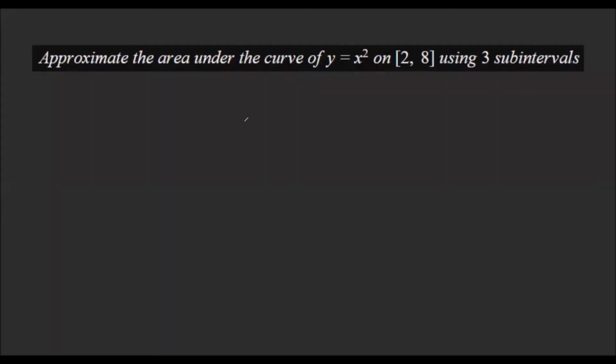Okay, this is the final practice problem for today. We're told to approximate the area under the curve of y equals x squared on the interval 2, 8 using 3 subintervals. So as always, let's say what the definition of a trapezoidal sum is. And now we can just fill in the blank. To make this easier on ourselves, let's make delta x constant, and let's use the subintervals 2 to 4, 4 to 6, and 6 to 8.